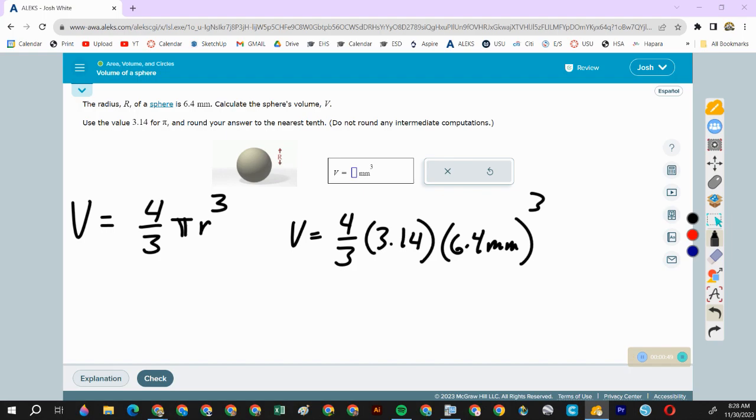So I'm going to plug all that into my calculator. 4/3 times 3.14 times 6.4 cubed. And I get 1097.5. And because it is millimeters cubed, we have a volume. Okay.